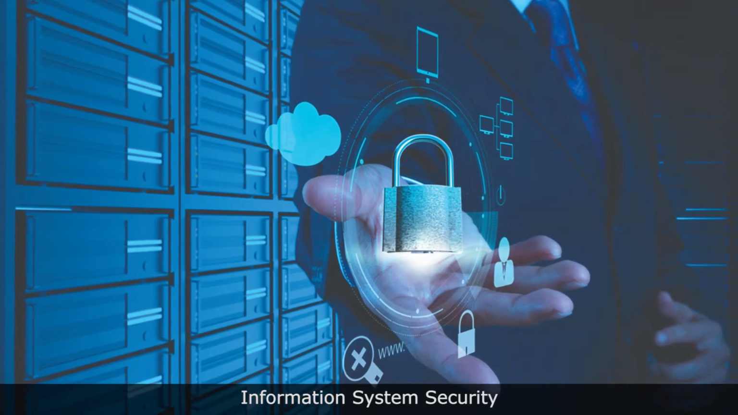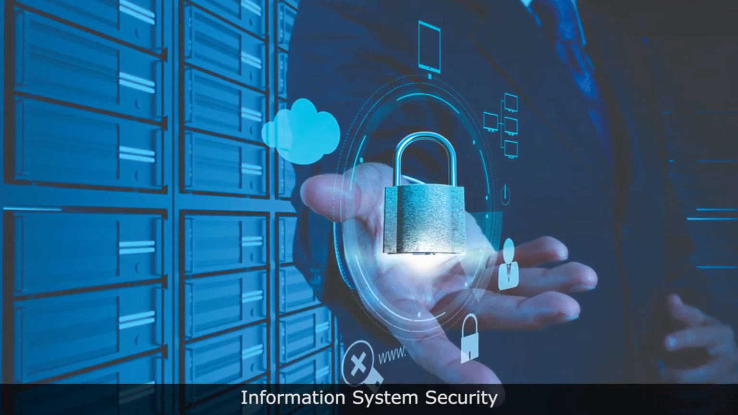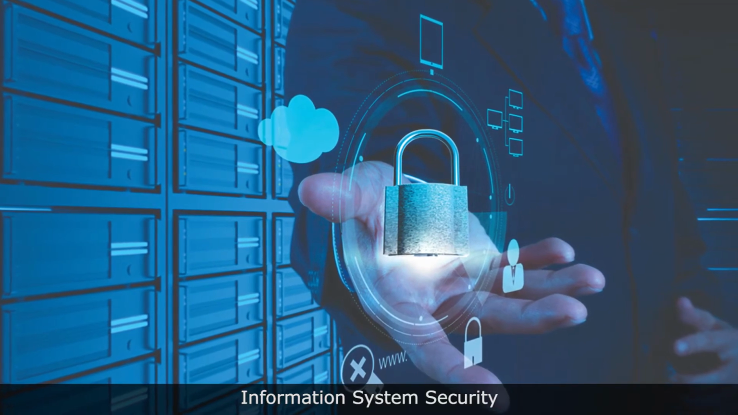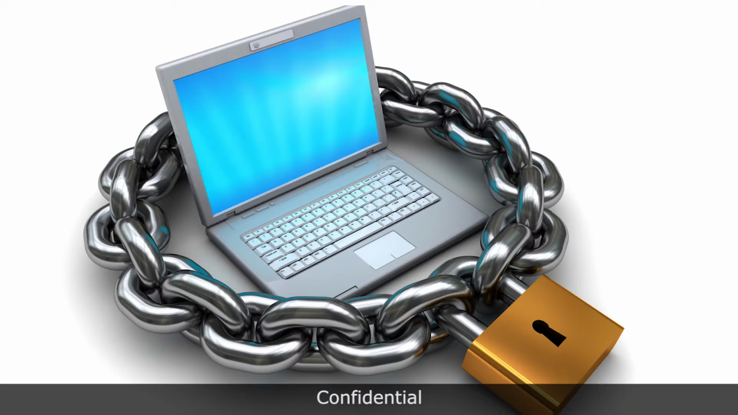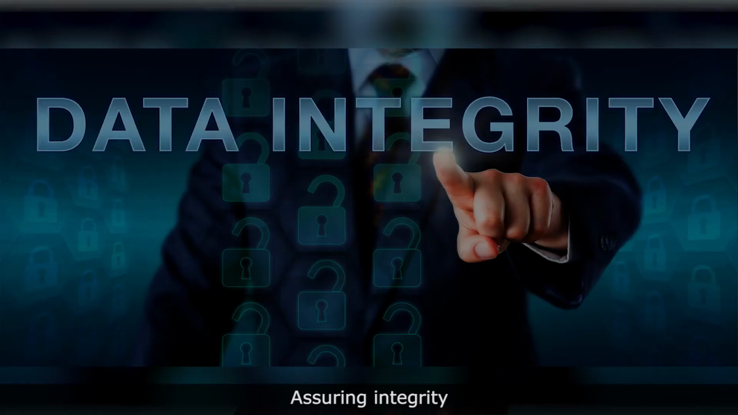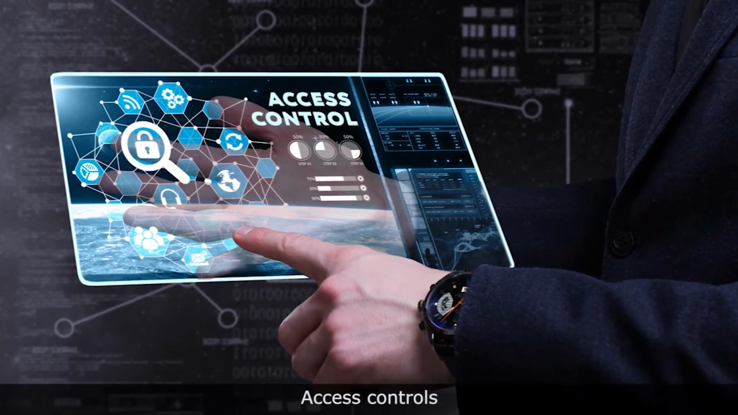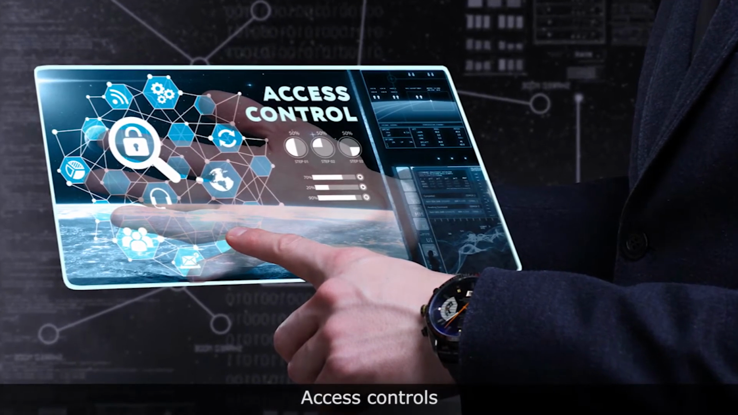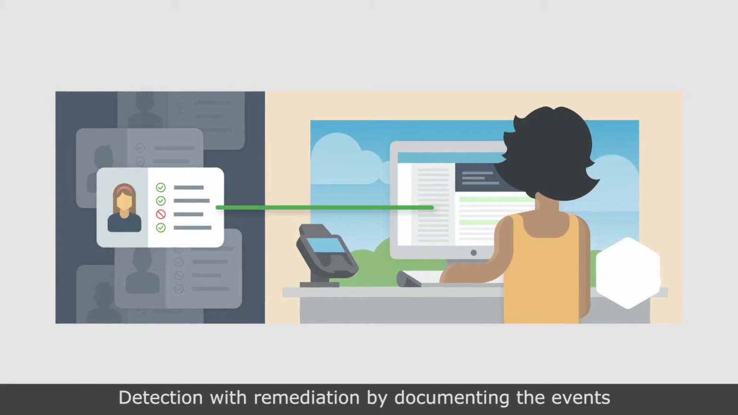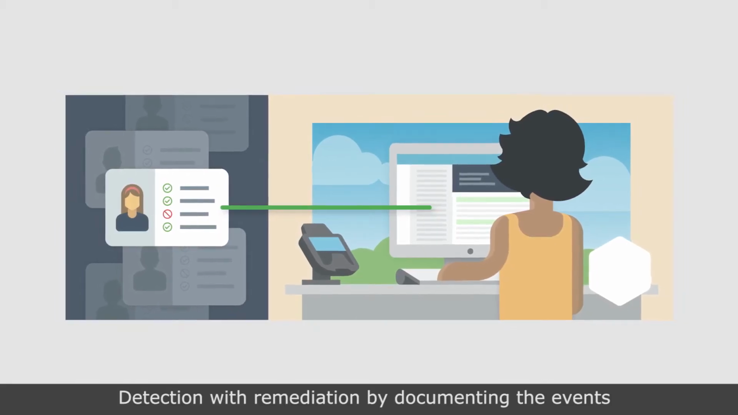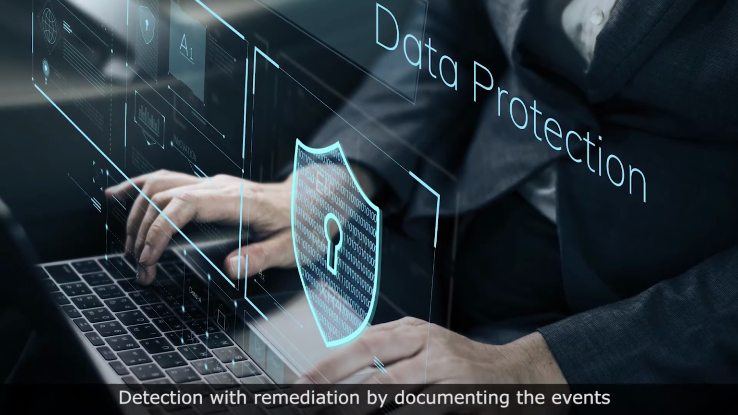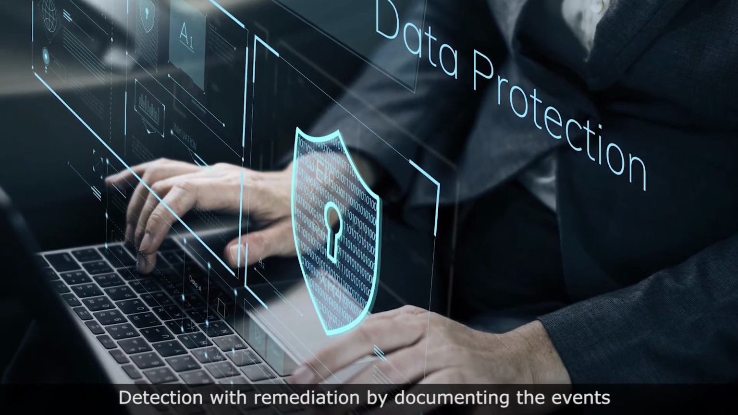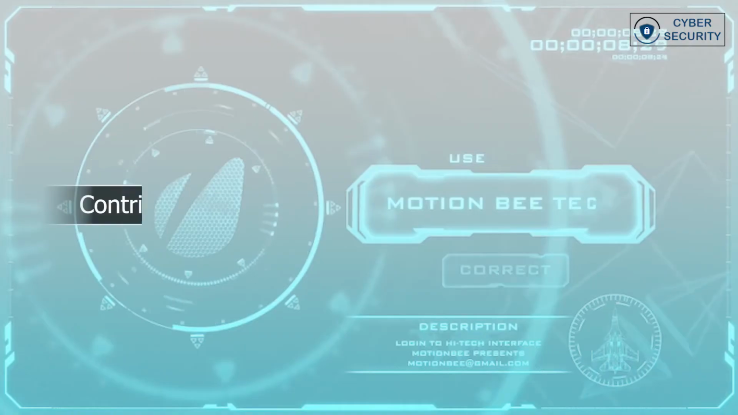Information system security depends on the processes and methodologies applied for keeping the information confidential, available, and assuring integrity. Here, security is provided through access controls, protection methods, and detection with remediation by documenting the events. Information system security deals with all forms of data protection.